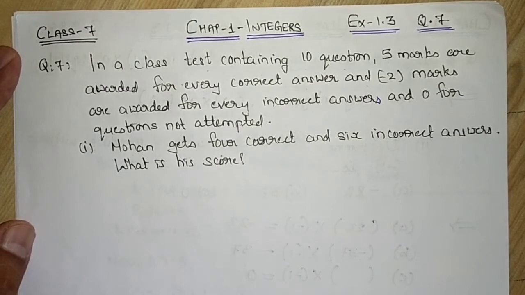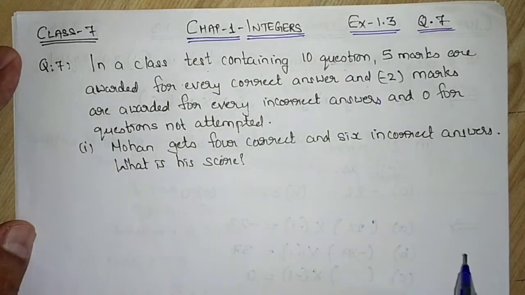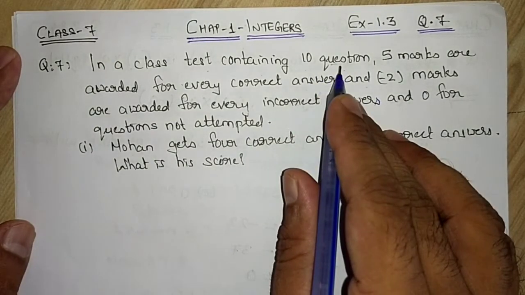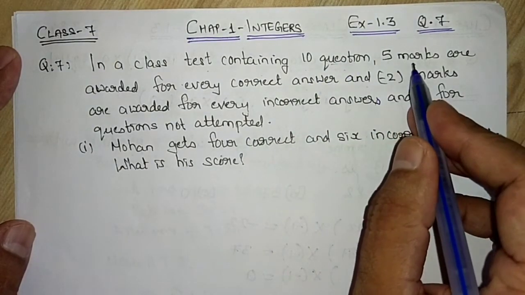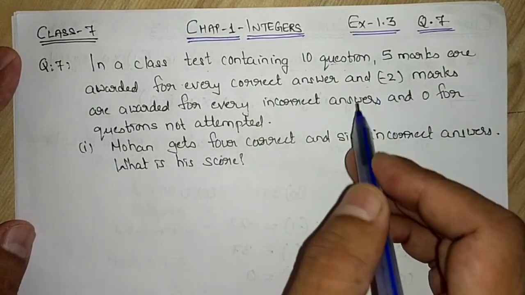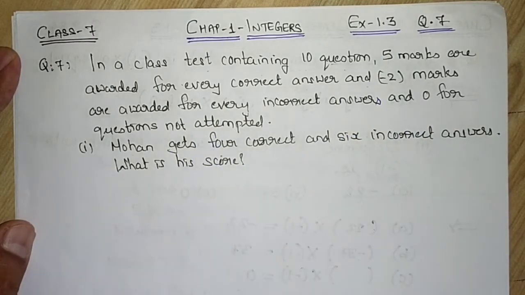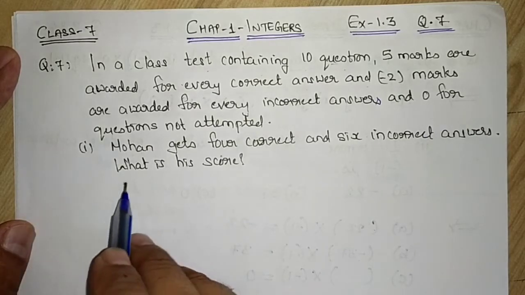Students, let me explain. There was a class test which contains 10 questions. If you give a correct answer, you will get 5 marks. For incorrect answers, you will get -2, and 0 if you don't attempt the question. Now, this question has 3 parts. 3 students have attempted this test and we have to find their scores.